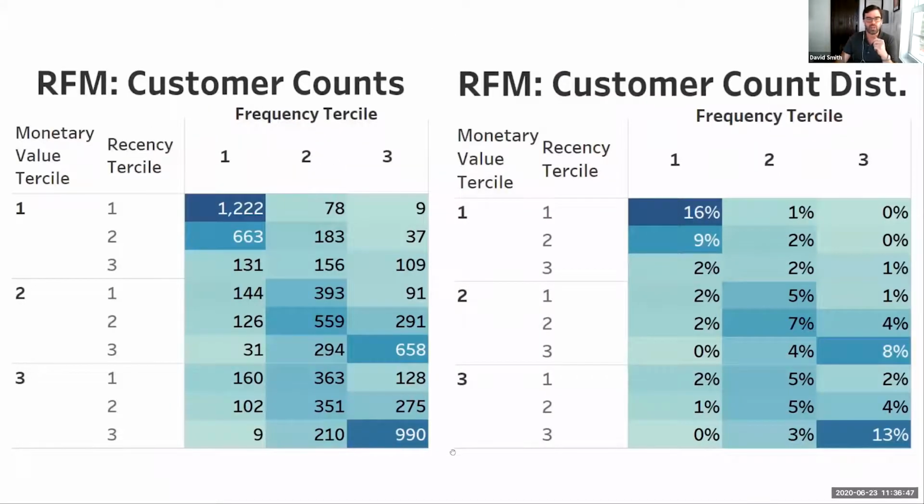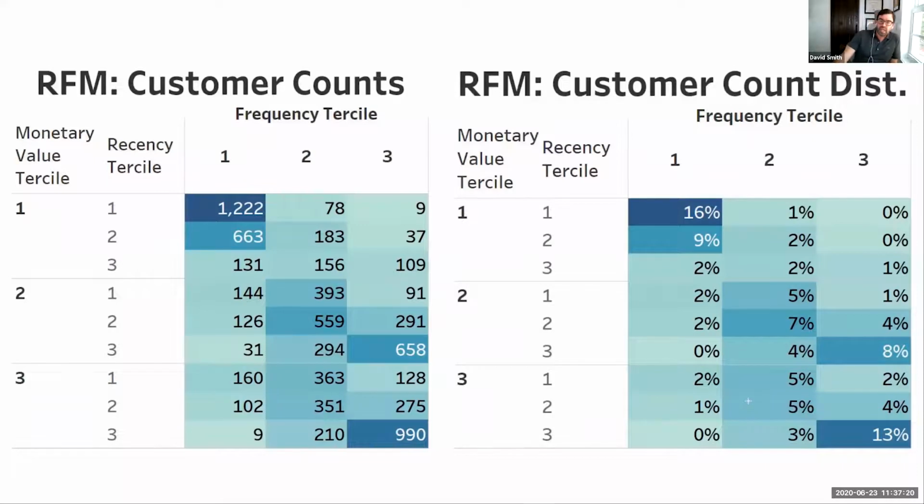So we can also look at customer counts in these bins, and we see that there's lots of customers in the 333 zone, and even more customers down here in the low value. Going back to that original histogram, these are all of those low value customers. 13% of our customers are down here, and then 16% are up here, and then we filled in the rest of the matrix that way.